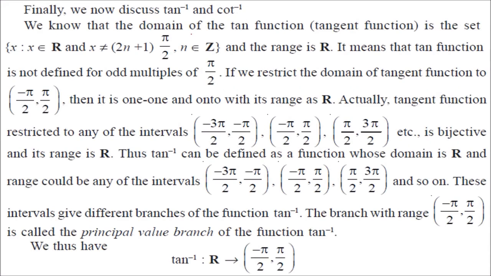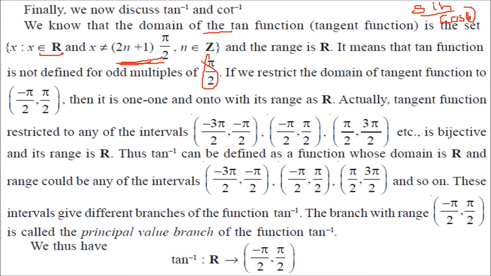Tan and cot. Tan inverse and cot inverse. Tan function, we know it is nothing but sine by cos. So anything which makes cos 0 is not defined. It will not take it. So what makes cos 0? The x is the odd multiple of pi by 2. So the domain of tan is all the values of R except the odd multiples of pi by 2. This means tan is not defined for odd multiples of pi by 2, because this will make cos 0, which we don't want.